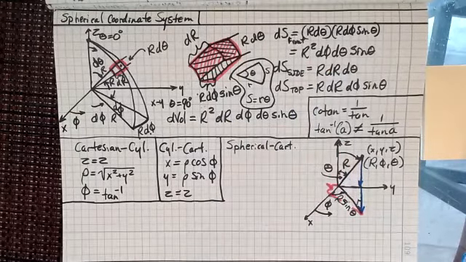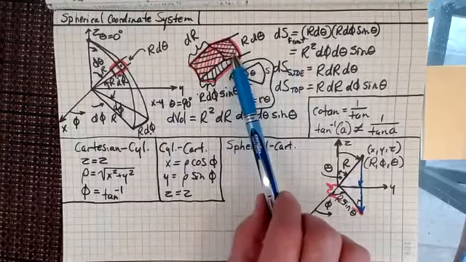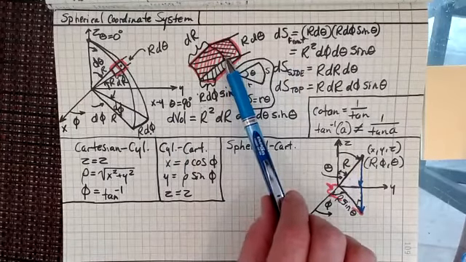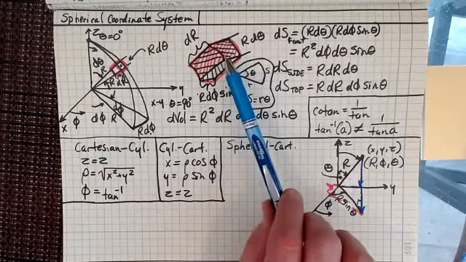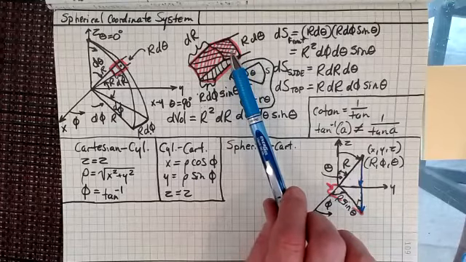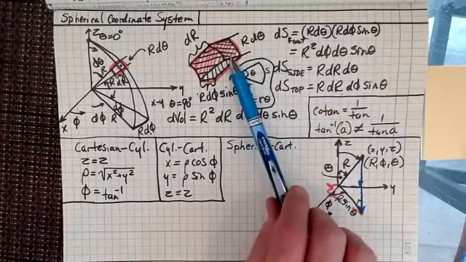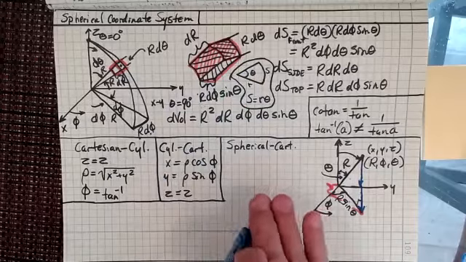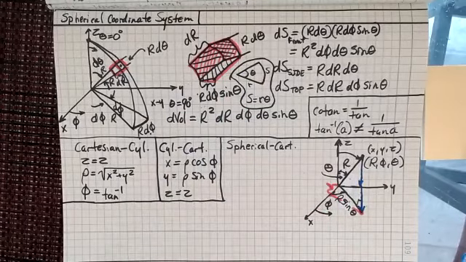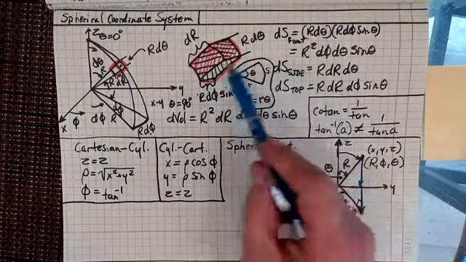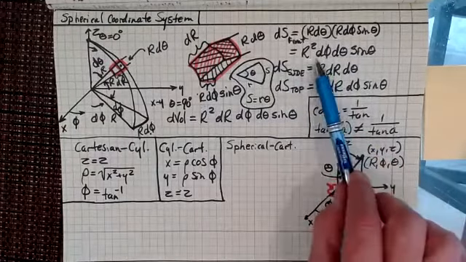Now, you're probably thinking, well, what if I took that differentially small surface area and then integrated over all of those angles? Would that end up giving me 4 pi r squared? Yes, it will. Absolutely. Anyway, now let's keep going.